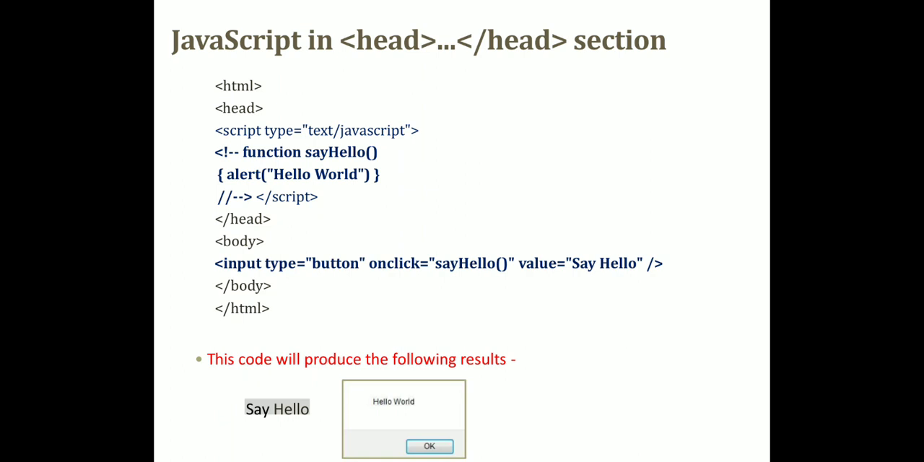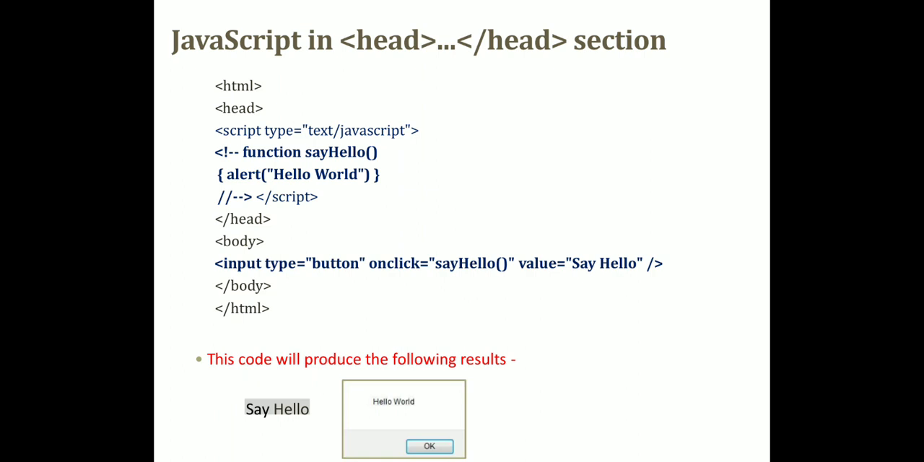For the head section, we have already seen that hello world example. That was the example of the head section included with JavaScript. In the head section, after declaring the head tag, we have started the script type equals text/javascript, and we have used the function say hello with an alert of hello world.